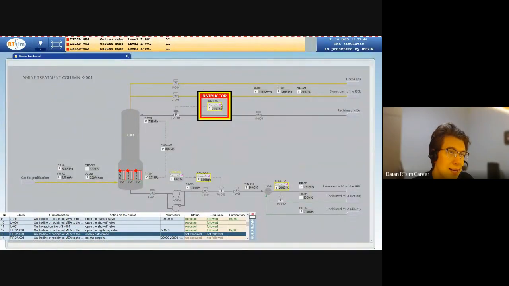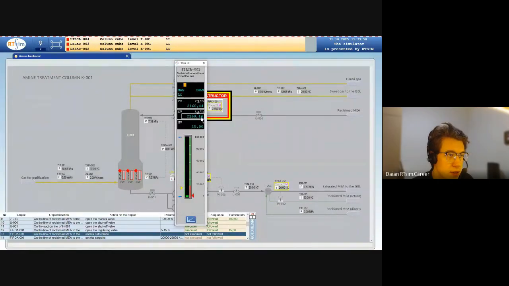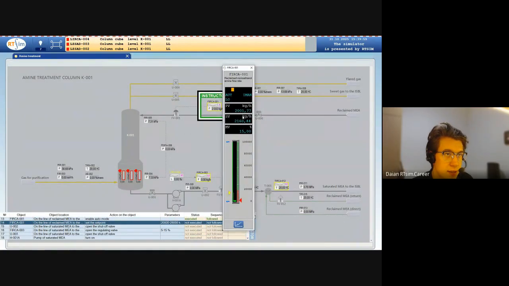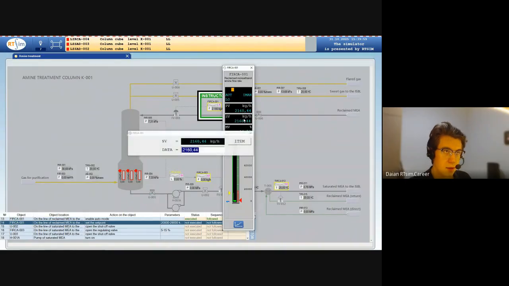Okay. And our next step is to turn our flow rate device to automatic mode. Let's click on man. Turn it to automatic mode, and let's adjust the set point. But the next mistake is to enter a new set point above the maximum allowed value.